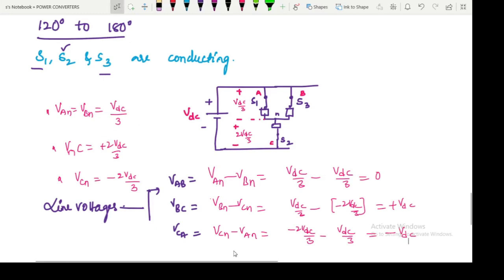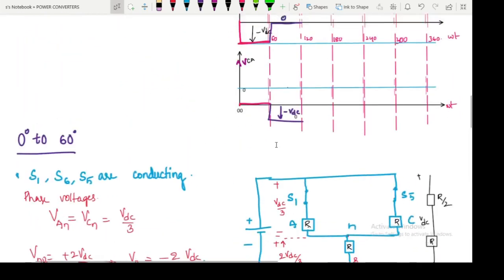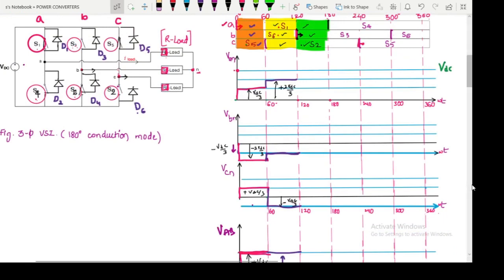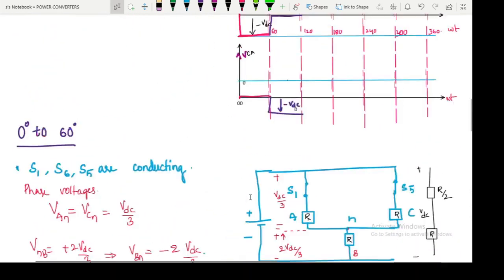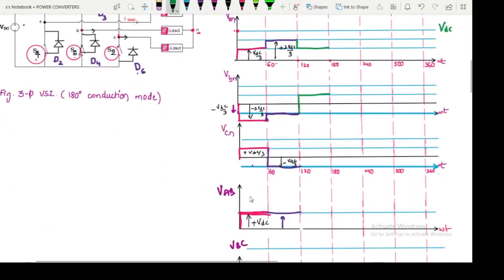And we need to draw phase as well as line voltage here. Okay? So VAN is VDC by 3. Let us take green color. So here, this is plus VDC by 3, and here this will be plus VDC by 3. What is the value of VBN here? VBN is also plus VDC by 3, but VCN is minus 2VDC by 3. So this magnitude is minus 2VDC by 3.